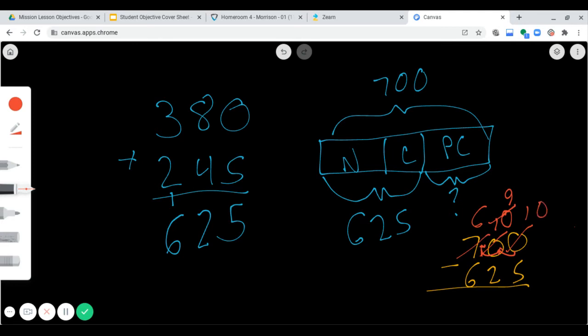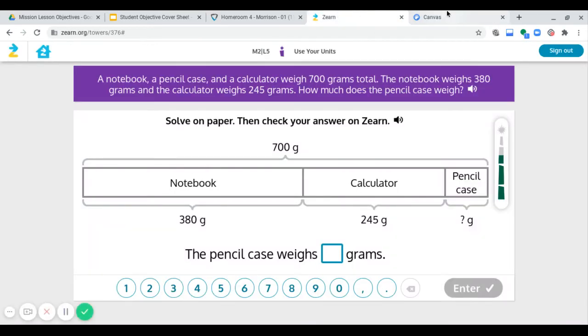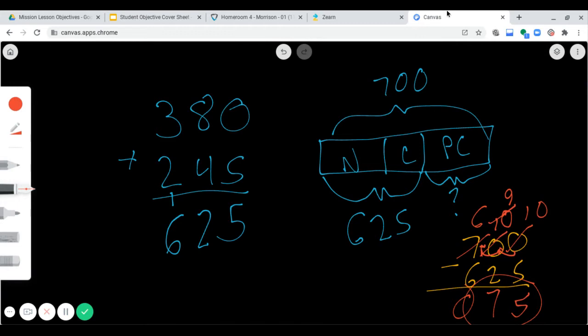And so now I have 10 minus 5 is 5. I have 9 minus 2 is 7. And I have 6 minus 6 is 0. So how much did that pencil case weigh? Yeah, how much did the pencil case weigh? 75 grams. And I can check it by, if that was 625 plus 75, it should equal 700. So I'm going to double check it.